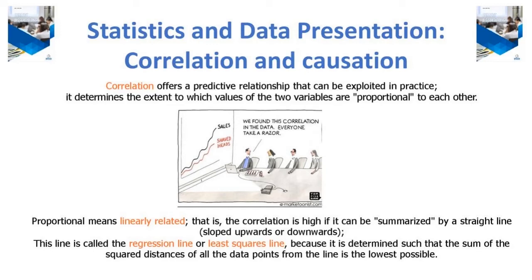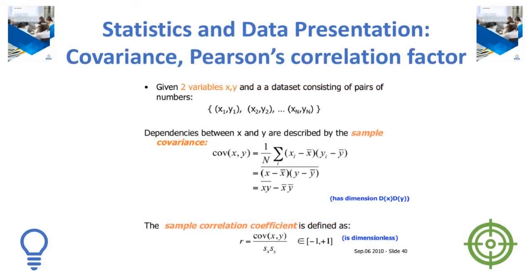So a correlation can be high if it can be summarized by a straight line sloped upwards or downwards. And of course, in statistics, this correlation line is called the regression or the least squares line. Just keep in mind that you may very often have correlations in your data set: covariance correlations and Pearson's correlations, the two main ways that these are developed and expressed statistically. As you can see here, these are dependencies, looking at sample covariance and sample correlation coefficients. These are measures of correlations within a particular data set.